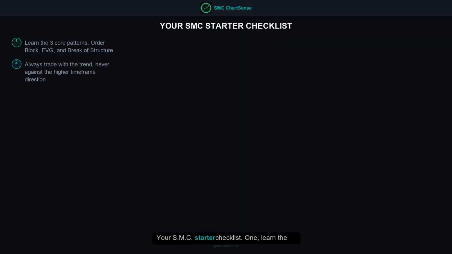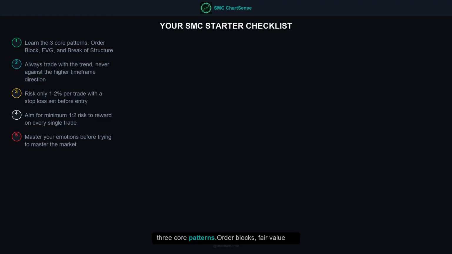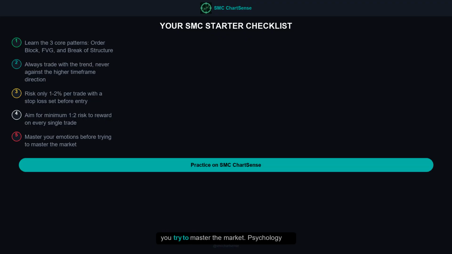Your SMC starter checklist. 1. Learn the 3 core patterns: order blocks, fair value gaps, and break of structure. 2. Always trade with the trend. Never trade against the higher time frame direction. 3. Risk only 1 to 2% per trade, and always set your stop loss before entering. 4. Aim for a minimum 1 to 2 risk to reward ratio on every trade. 5. Master your emotions before you try to master the market. Psychology is 80% of trading success.